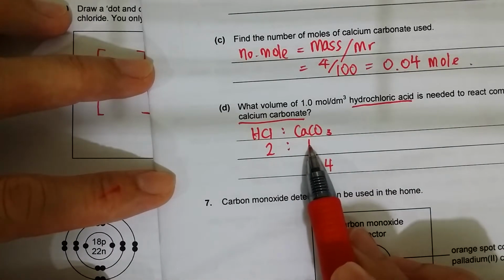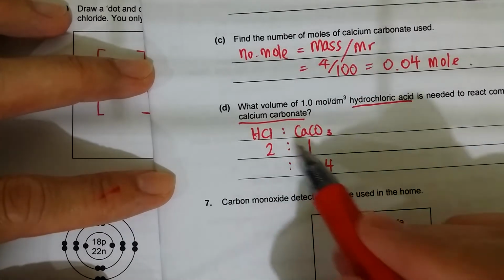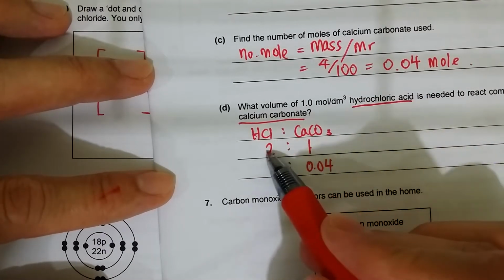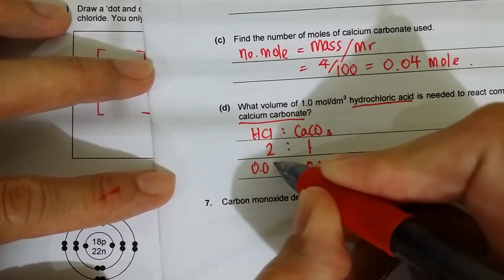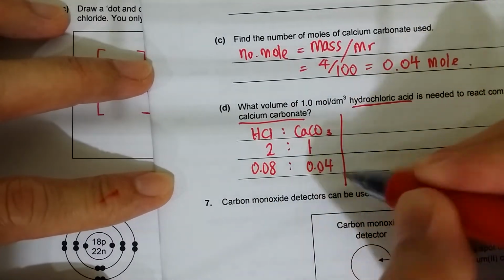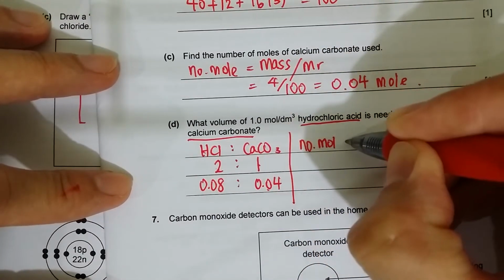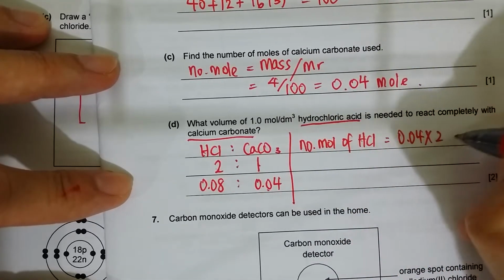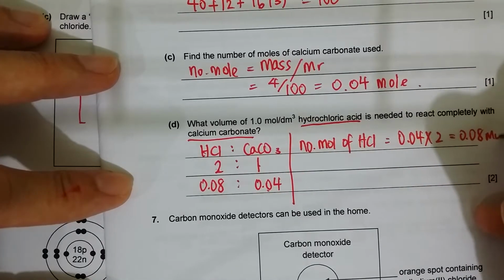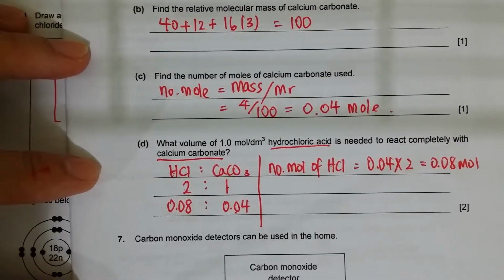So based on the mole ratio of 1:2, 0.04 would be times 2. Because this number goes to this number by times 2, so this number goes to this number also times 2, which is 0.08. So this calculation here is better to write down the working. You can write number of mole of HCl is 0.04 times 2, which is 0.08 mole. So now we know that we need 0.08 mole of HCl.